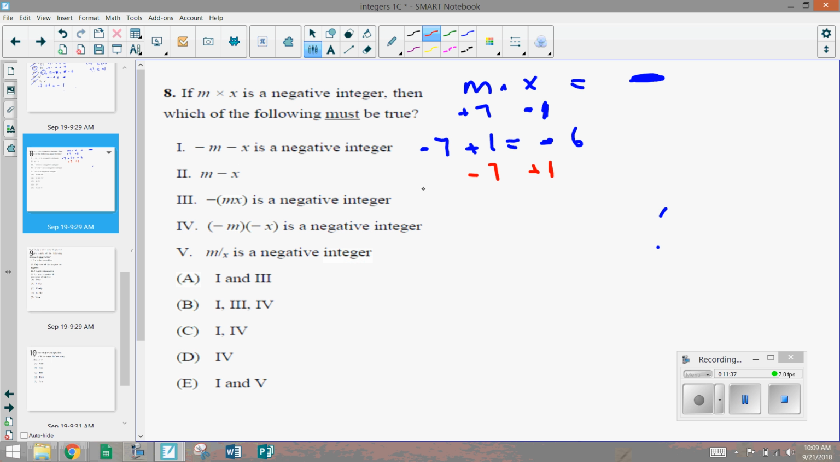Let's see. Negative m is 7 now, right? Negative times negative is positive, minus x is 1. X is 1. That makes 7 minus 1 is equal to 6. In this case, it's positive. So it's saying must, it's gone. M minus x. Let's check this one. 7. Yeah, remember that. This is not even an option, so we don't need to even try that. Okay, it's gone. Right, see?